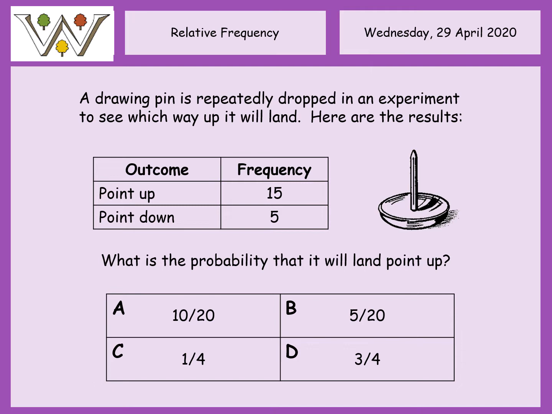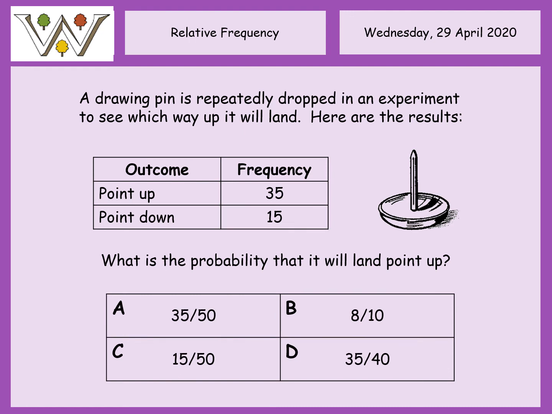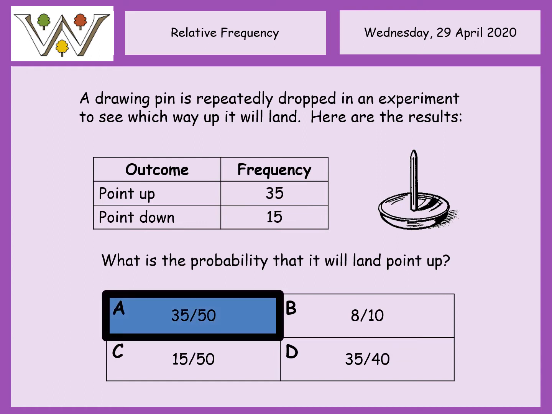So that's 15 out of the 20 times. So you have to add up all the things. So it's 20 times they did it, 15 and 5. So it's 15 out of 20, which isn't an option, because the probability 15 20ths has been simplified to 3/4. Here's another experiment. It's landed point up 35 times and point down 15 times. So the probability it'll land point up is 35 out of 50. And that's the relative frequency. It's the probability we've got from an experiment.